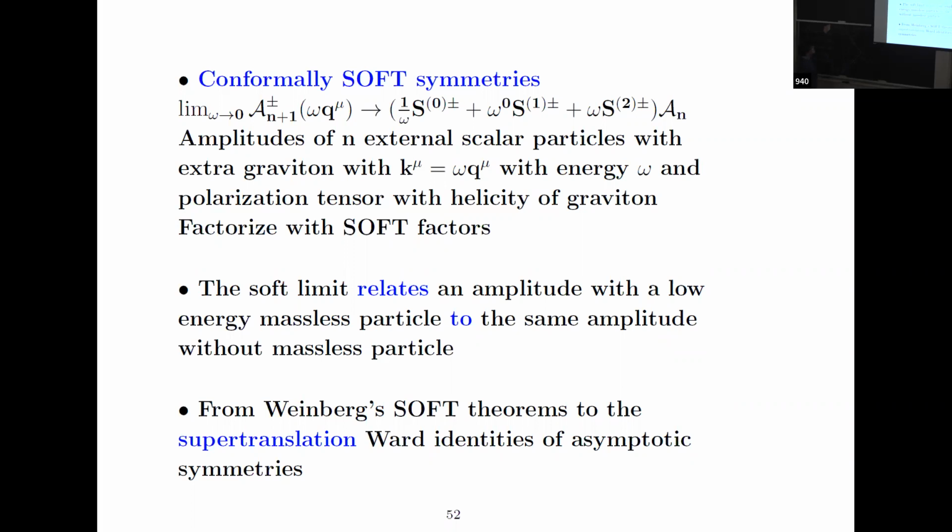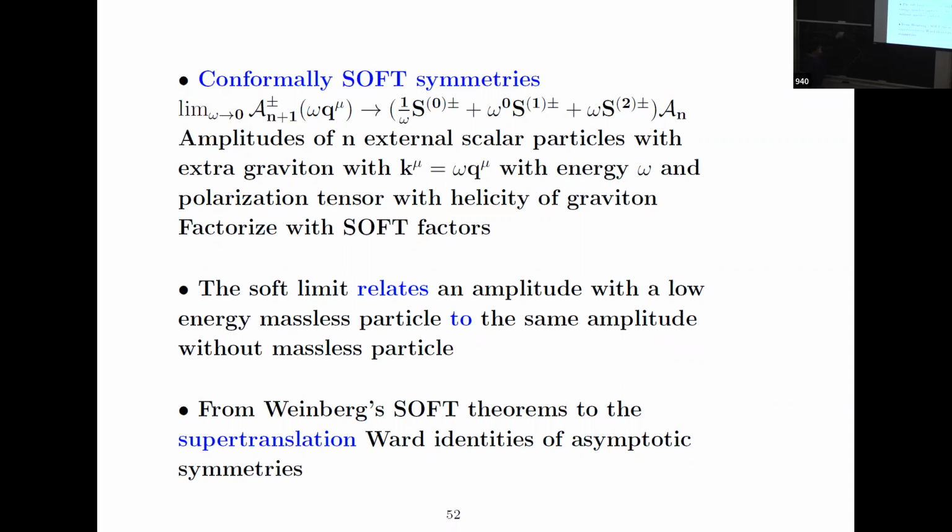So at low energy we have the insertion of the extra graviton, where omega is its energy. Omega is taken to the 0 limit here, and the other amplitude is the same amplitude but without the extra graviton. Here the 1 over omega term is the simple pole, then the omega 0 term has no omega dependence, and then the term linear in omega. We have various soft factors depending on the momentum, which are basically differential operators.